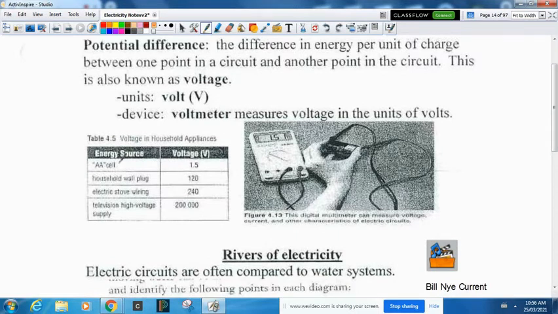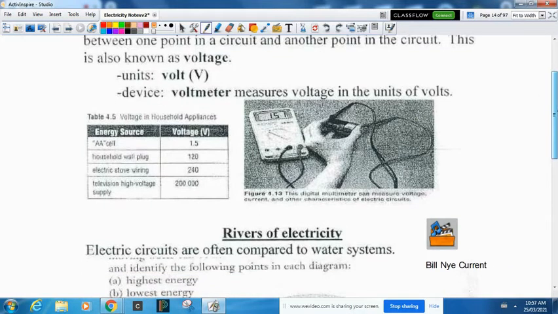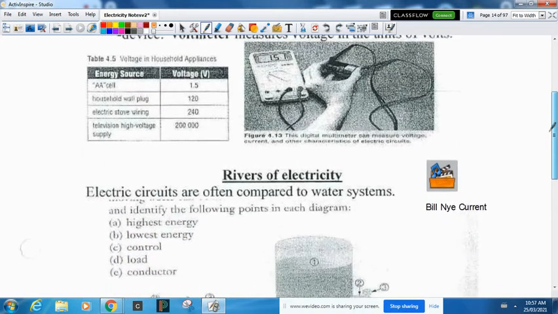You can see almost all of your batteries, AA cells, C cells, D cells, are 1.5 volts. The square batteries you've probably seen for your fire detector are 9 volts. A household wall plug puts out 120 volts. The big plug behind your stove puts out 240 volts. And in the back of some of your TV sets, there's 200,000 volts going through the voltage supply, so you want to be really careful with those ones. You never open up a TV unless you're qualified to do so.